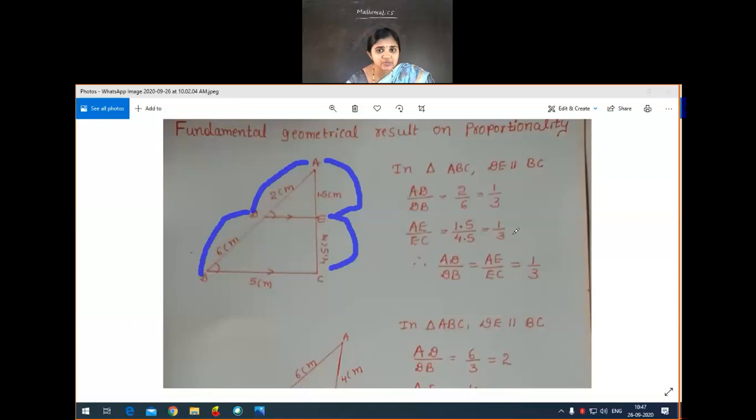From this what you are observing is that AD divided by DB is equal to AE by EC. The ratio of AD and DB is equal to the ratio of AE and EC, that is equal to 1 by 3. So we got this result when DE is parallel to BC. We'll see one more result now.